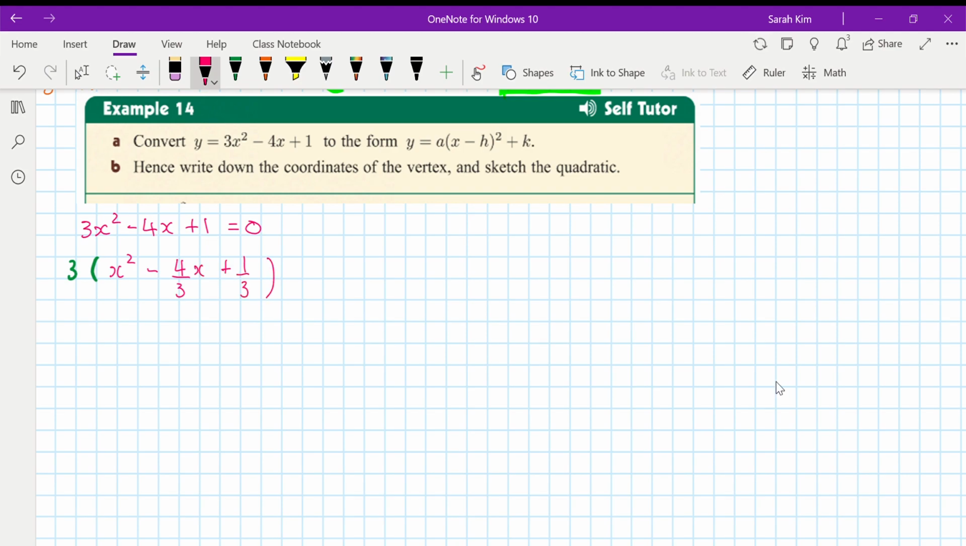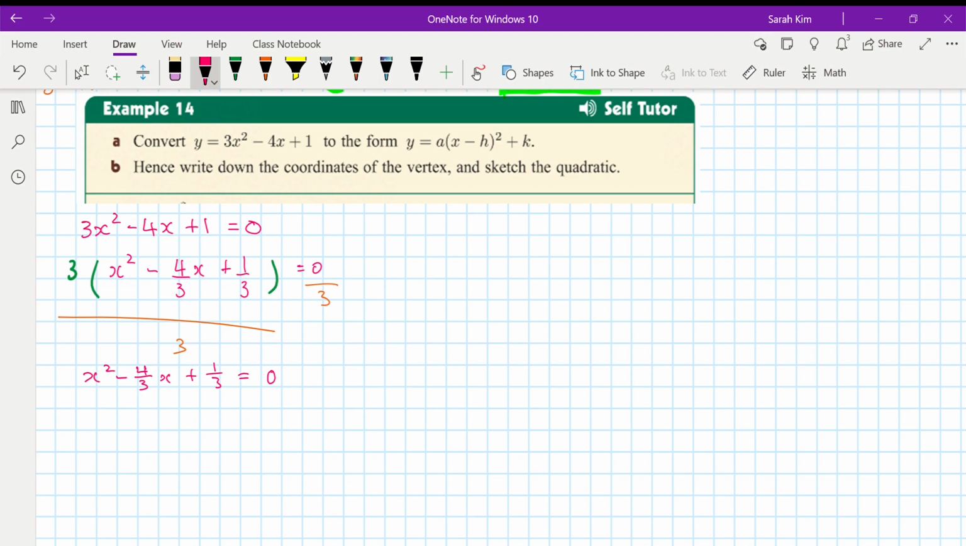Do we understand? Yeah. This you hopefully had a lot of practice with. And then I kind of ignore the 3, and I only look at this because if I divide this whole equation by 3, it's just going to be x squared take 4 over 3x plus 1 over 3 equals 0 over 3, which is 0. So that's the idea behind why we can ignore the 3 factor.